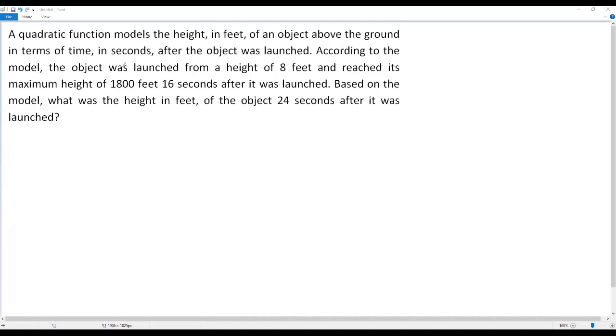According to the model, the object was launched from a height of 8 feet and reached its maximum height of 1800 feet 16 seconds after it was launched. Based on the model, what was the height in feet of the object 24 seconds after it was launched?